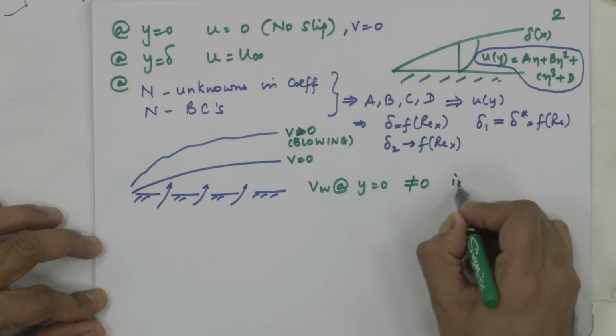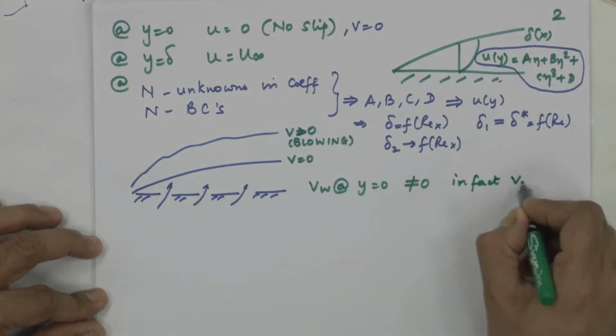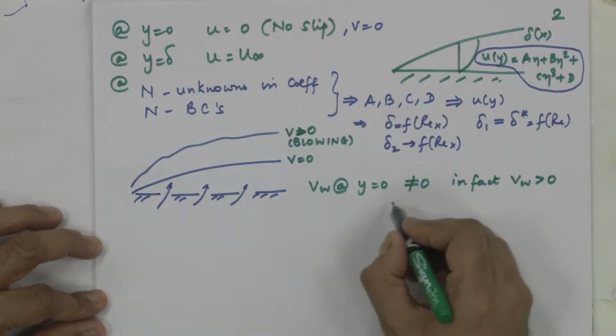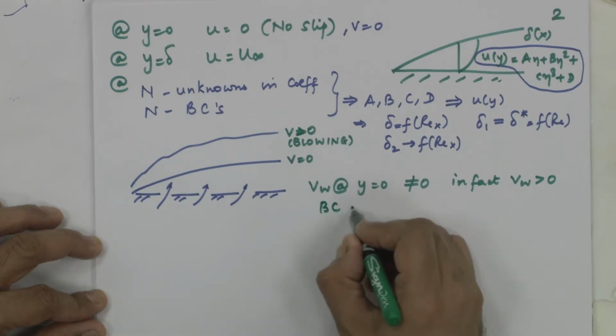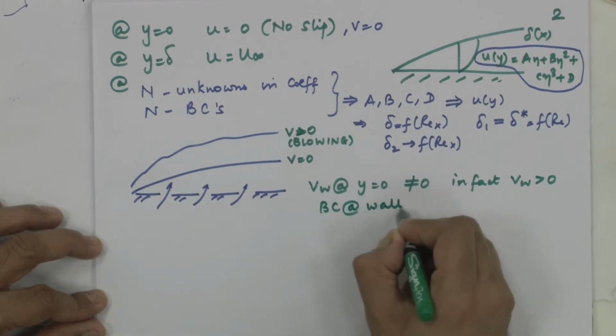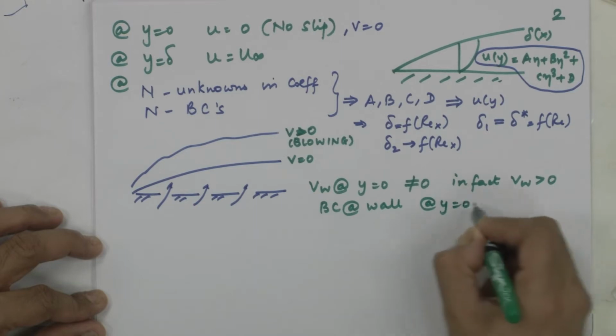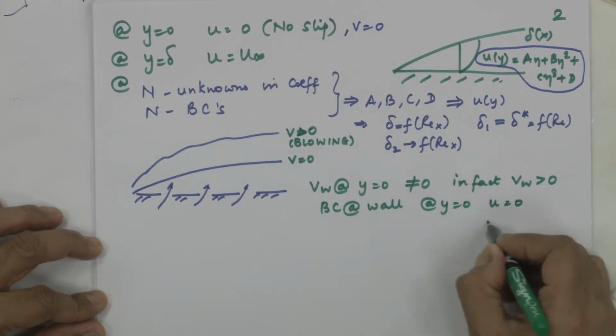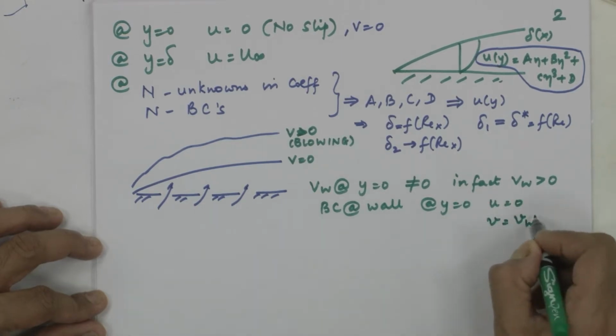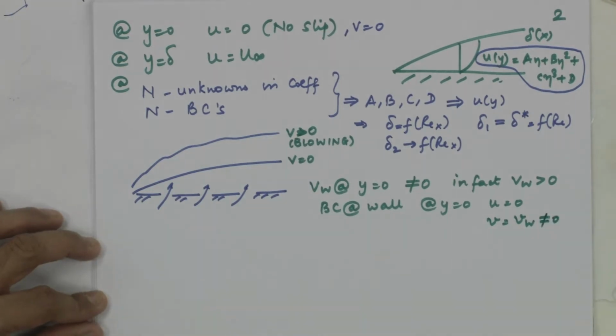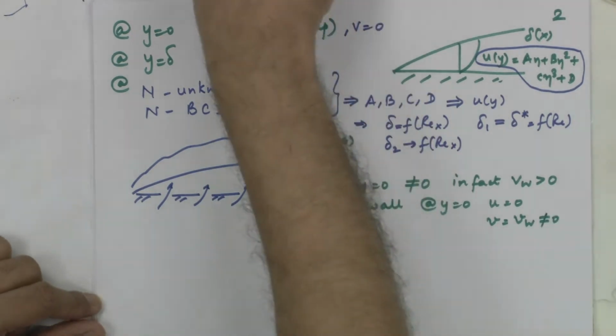In fact, VW greater than 0. So, boundary condition at wall would be at y equal to 0, u equal to 0, V is equal to VW not equal to 0. So, this is specific to a blowing problem.